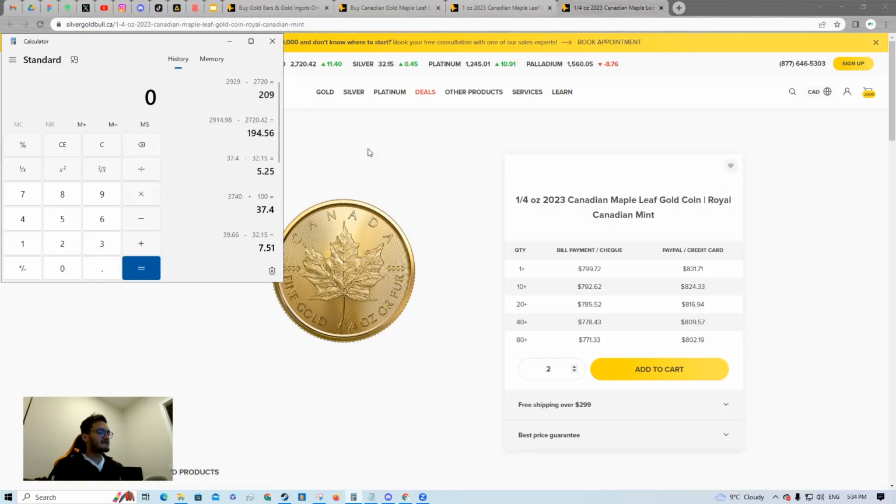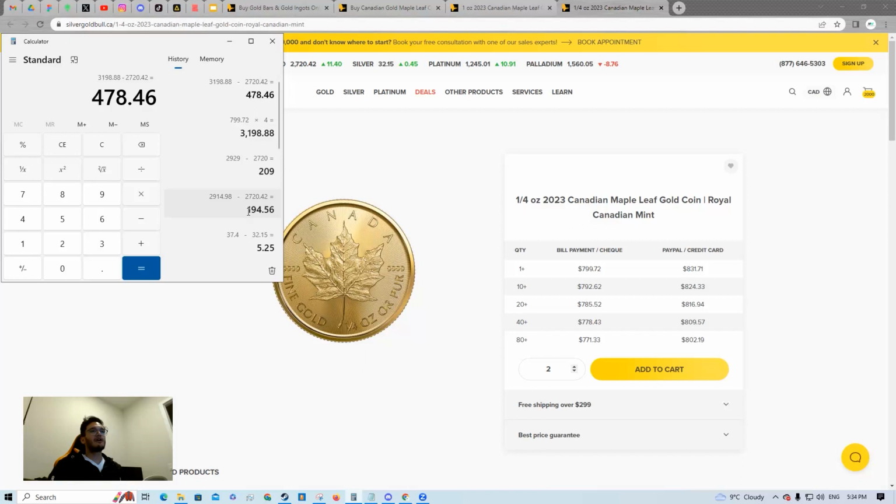So what we're going to do in this case, we're going to take the price and instead of dividing by a number, because it's a fractional, we're going to multiply it. So in this case, we're going to multiply it by 4 to get us the price per ounce. So we can see right now that the premium per ounce is $3,198.